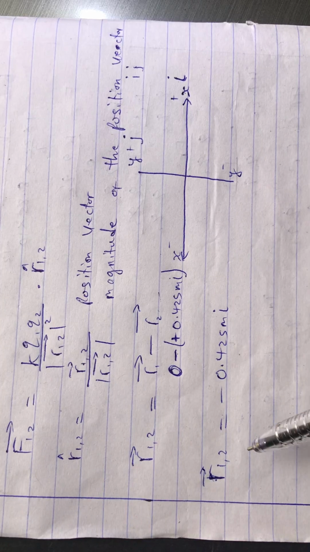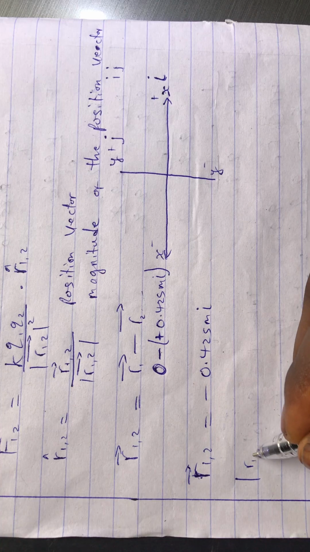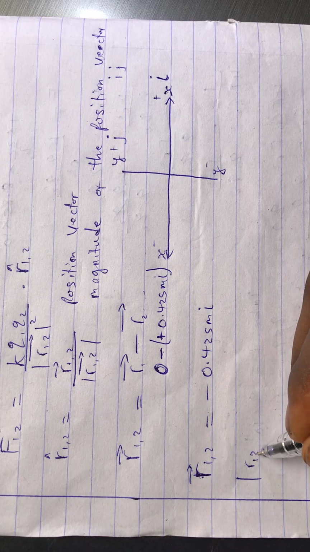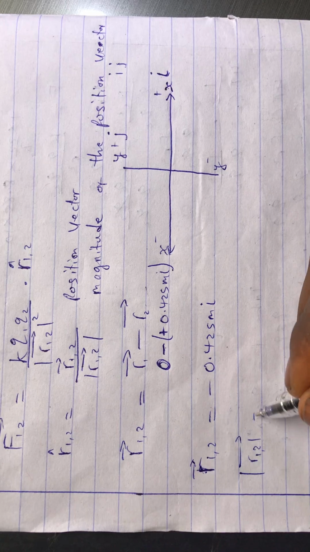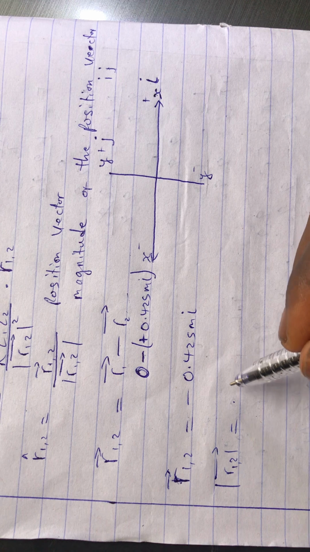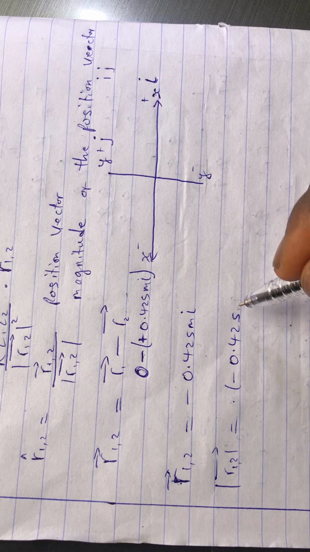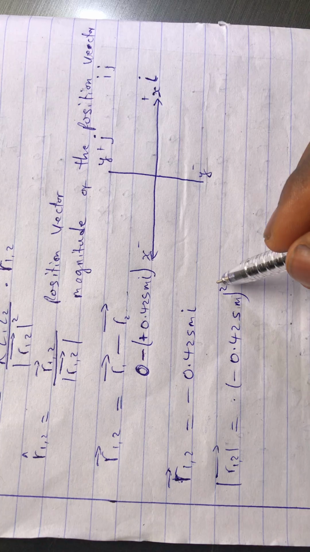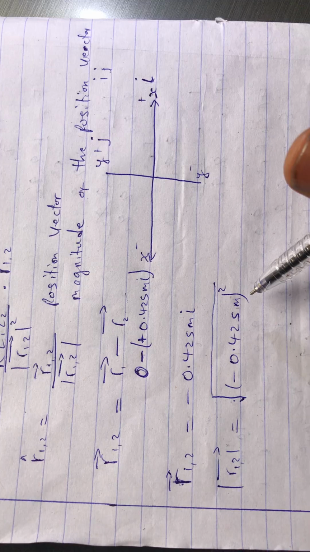The magnitude of this will give us R1 and 2. The magnitude R1 and 2 will be equal to the square root of this. That is, we have minus 0.425 meters squared, then the square root. If you want to find the magnitude of anything, it's always the square root of that.